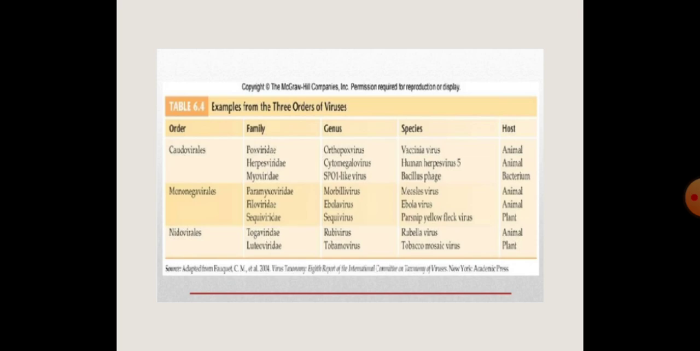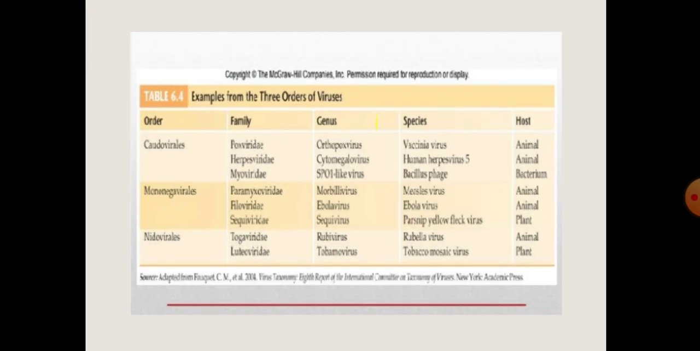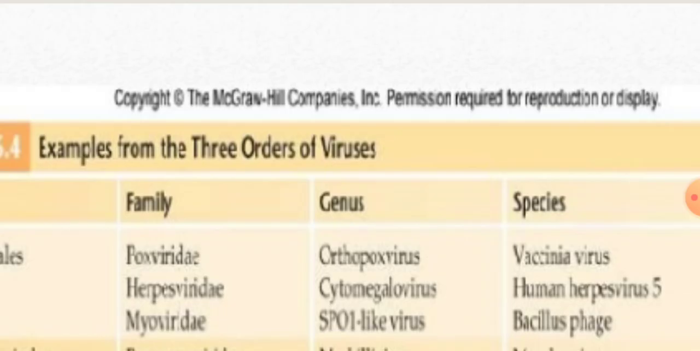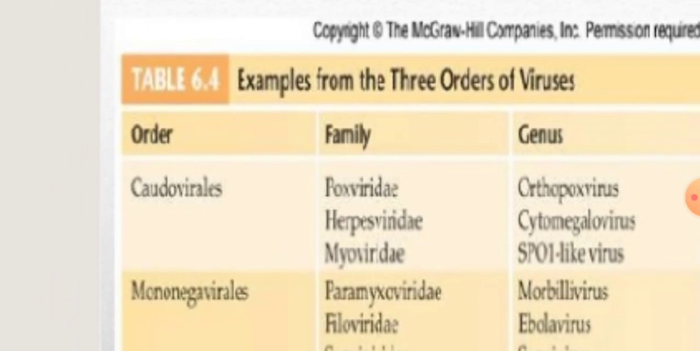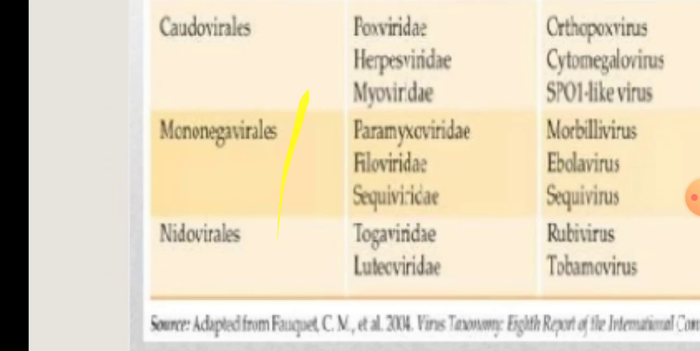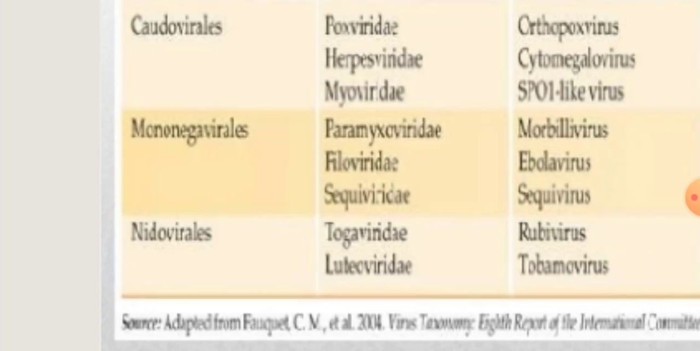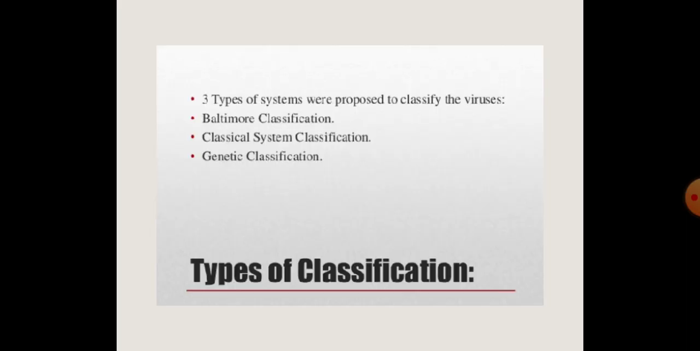According to this, three orders are there. The first order is Caudovirales, then Mononegavirales, and another one is Nidovirales. This slide shows the types of classification. There are three types of classification.